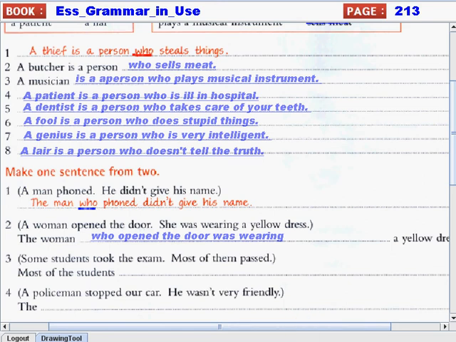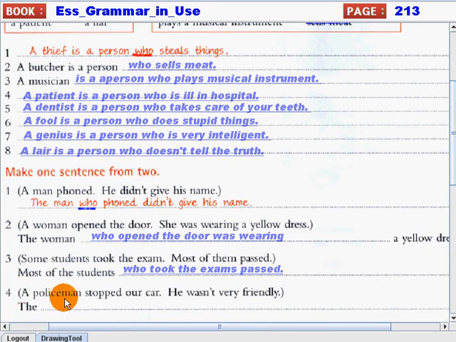Now, let's have number 3. What do you think is the answer? Let's find out. Number 3 is this. Most of the students who took the exams passed. Okay. Number 4 and the last number. Make one sentence from the sentences.